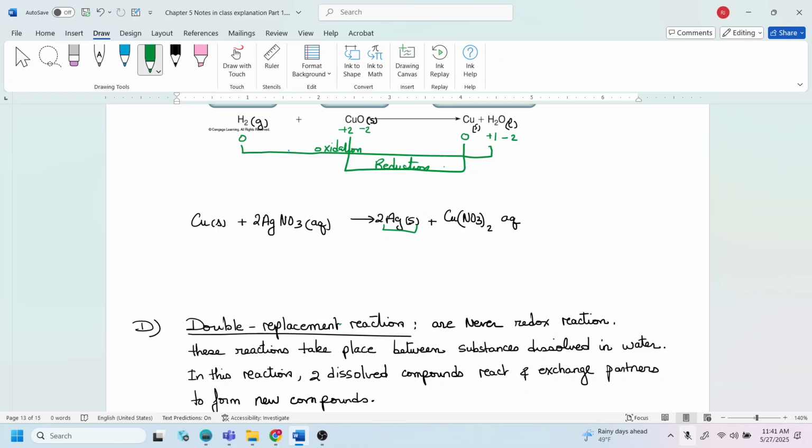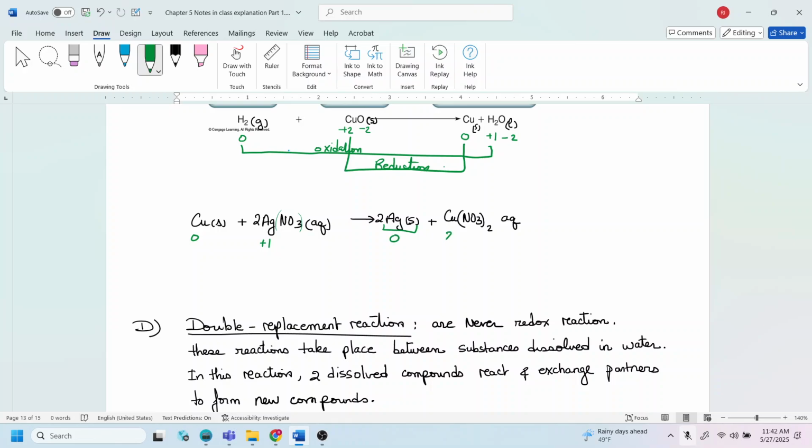So this is going to be my single replacement in there. This is a 0. Silver is going to be +1 because the nitrate, the whole thing, is -1. You don't have to calculate the oxidation state of the nitrogen and the oxygen. Why? Because here it's obvious. I'm looking at what happened to the copper and the silver.